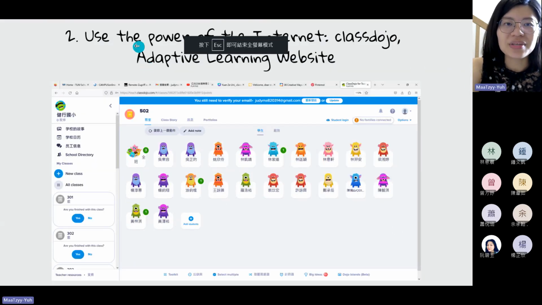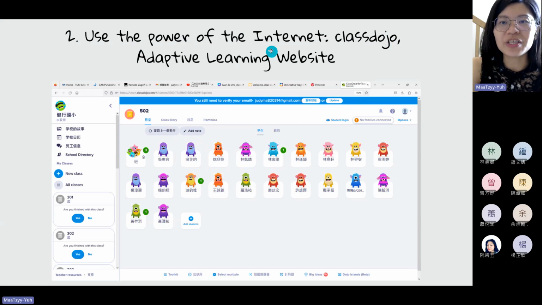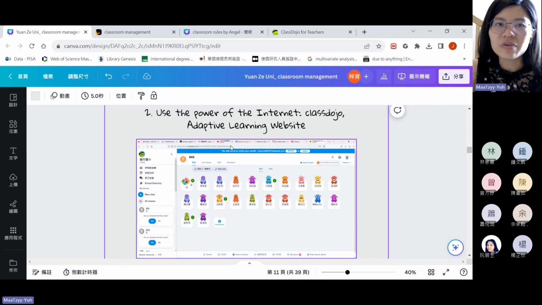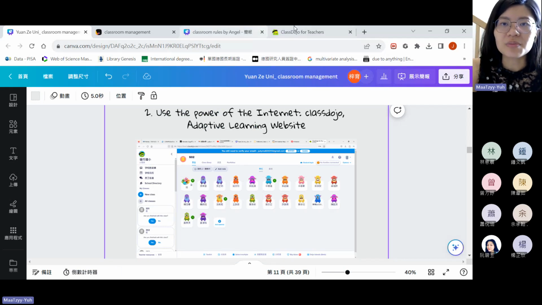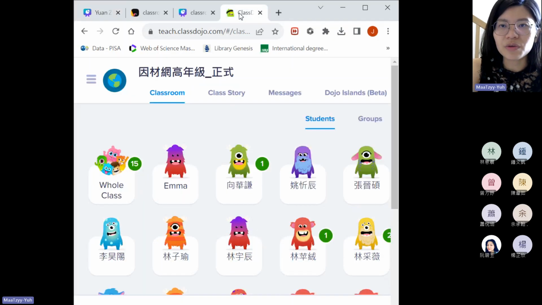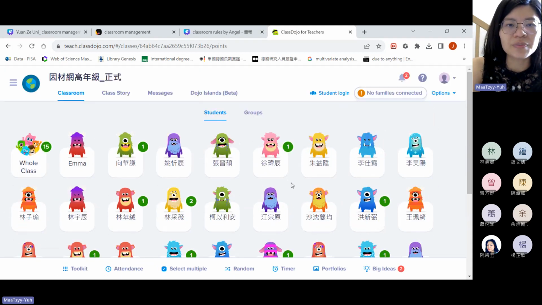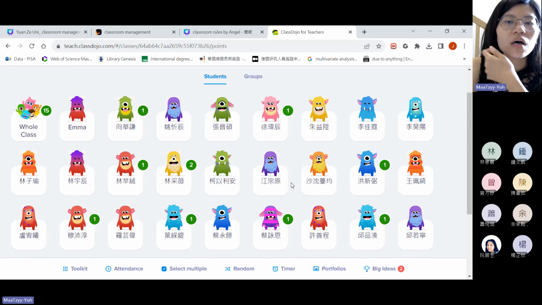Okay, and number 2 is please use the power of the internet. For instance, Class Dojo or an adaptive learning website for making your classes more interesting, or maybe you can motivate your kids more. This is Class Dojo. I don't know if you have used it before, so I'm just gonna show you in case some of you haven't.